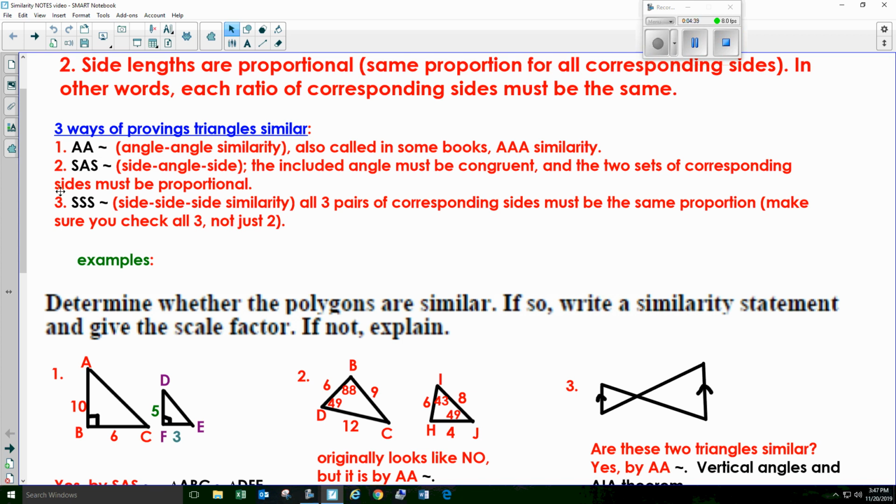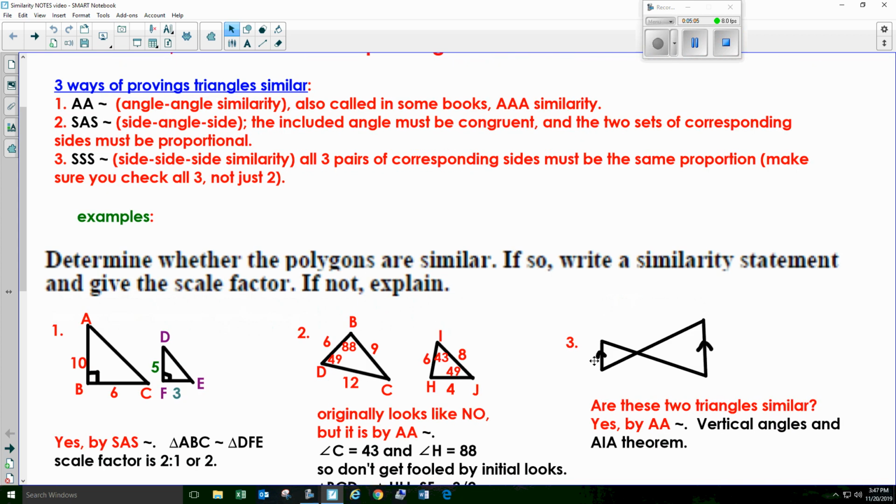Guaranteed to be on the DCAS. It's usually either SAS or SSS, oftentimes if they want you to check the ratio of the corresponding sides. So that's why it's usually one of these 2. But it can be AA, and it may not deal with side lengths at all. A perfect example of that one is number 3 here.